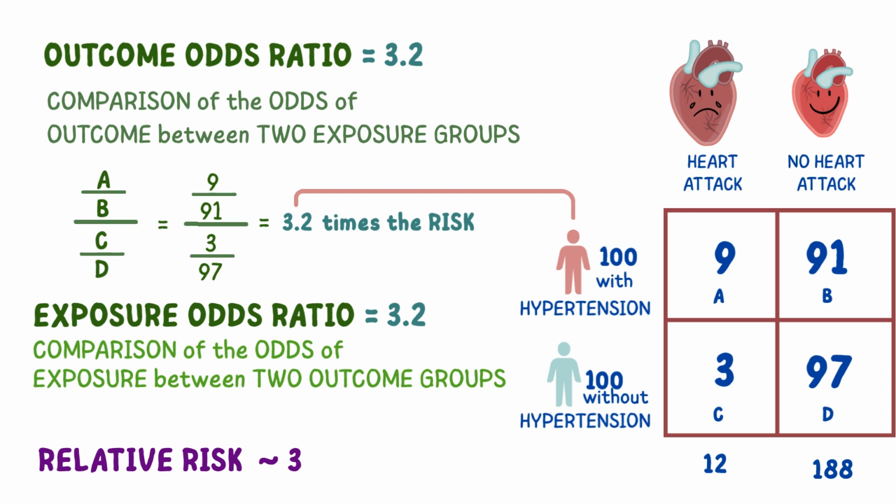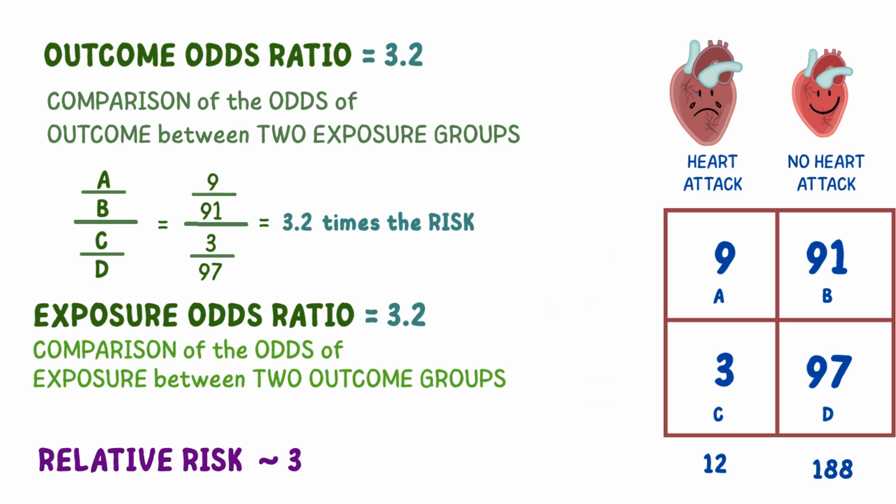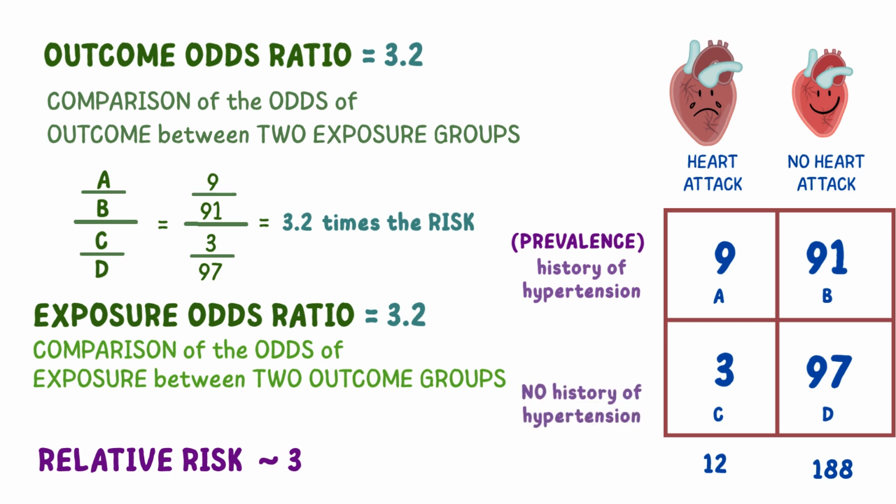Again, the numbers in the 2x2 table are the same, but the meaning of each cell is now a little different. For cell A, instead of saying that 9 people with hypertension got heart attacks, which would be the incidence, we say that 9 people who had heart attacks have a history of hypertension, which is the prevalence. So, 91 people in cell B didn't have a heart attack, but do have a history of hypertension. 3 people in cell C had a heart attack, but don't have a history of hypertension. And 97 people in cell D didn't have a heart attack, and don't have a history of hypertension.